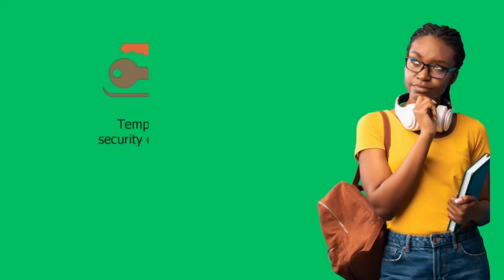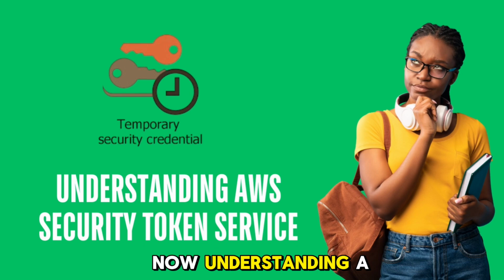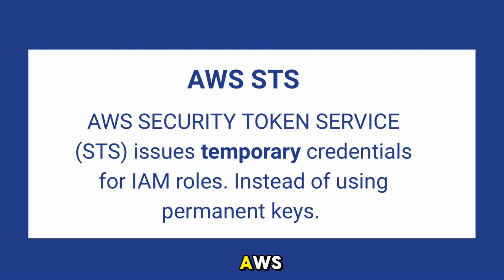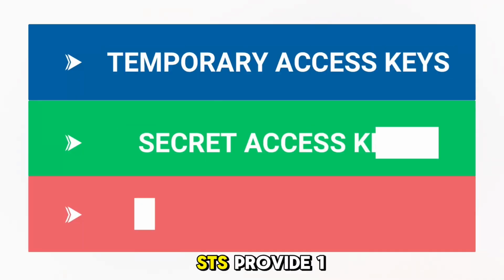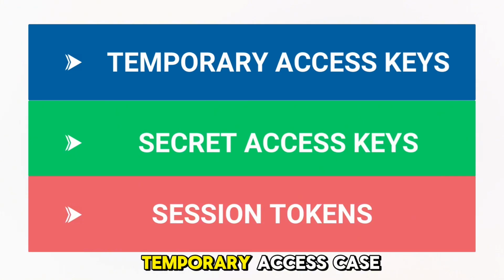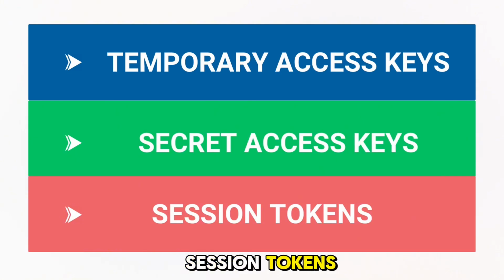S3 buckets. Now, understanding AWS Security Token Service (STS) in IAM roles. AWS Security Token Service (STS) issues temporary credentials for IAM roles instead of using permanent keys. STS provides one, temporary access keys, two, secret access keys, and then session tokens.